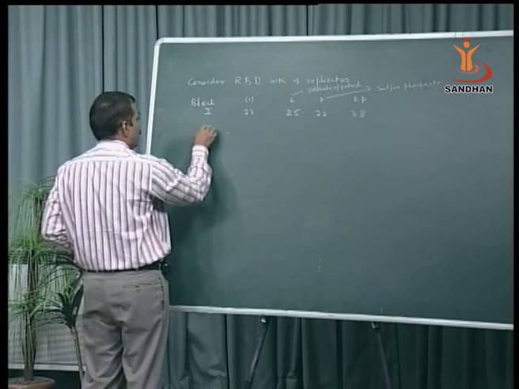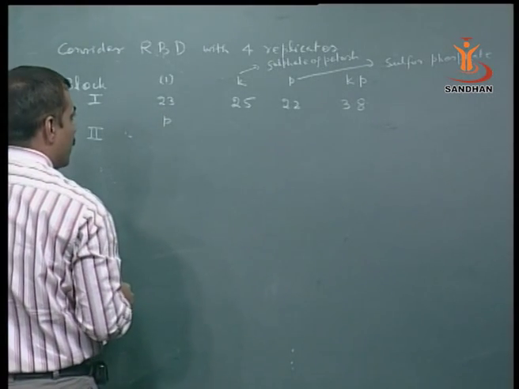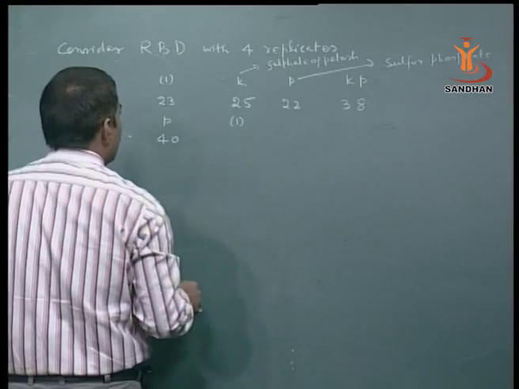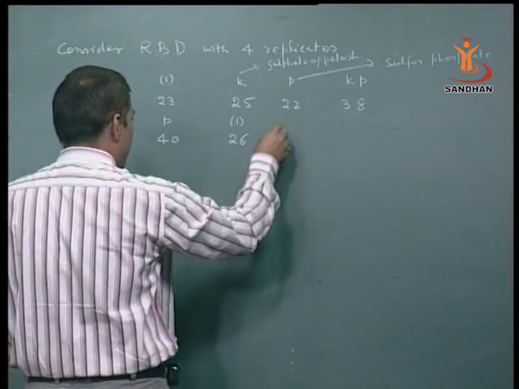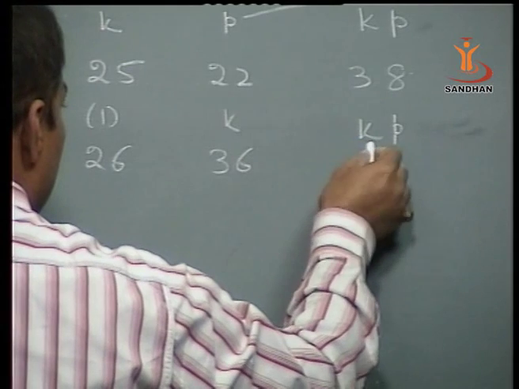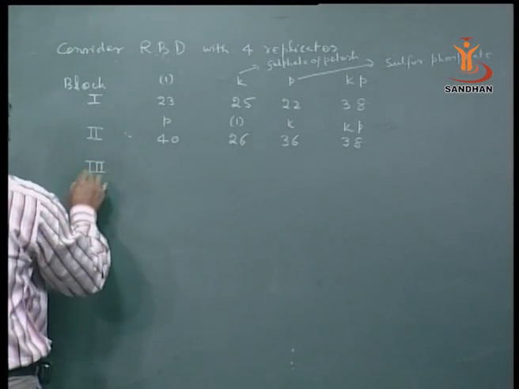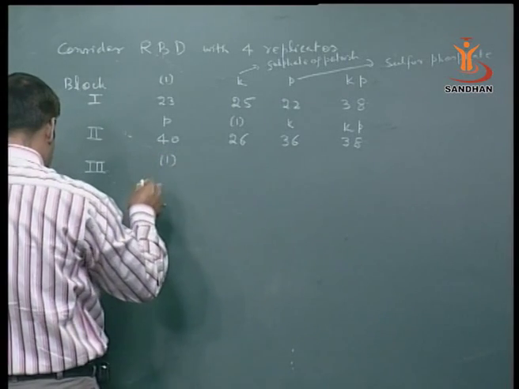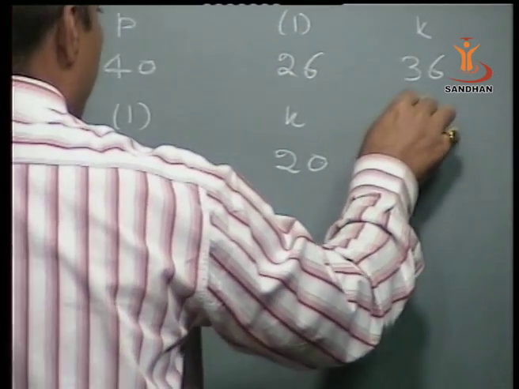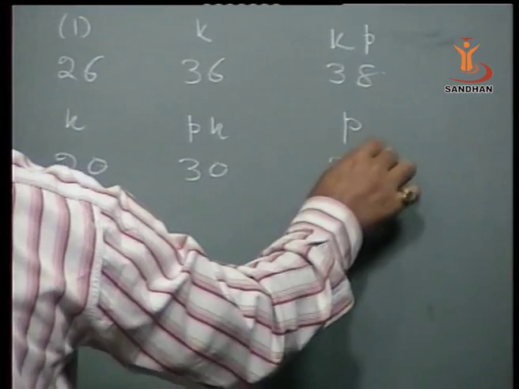in block first. Now in block second, when we apply only sulfate of potash, it is 40, when both are absent, that is 26, and K only is 36. So when KP, that is both present, it is 38, for example. In third block, when both absent, 29, when only K, it is 20, when KP, it is say 30, when only P, it is 20.